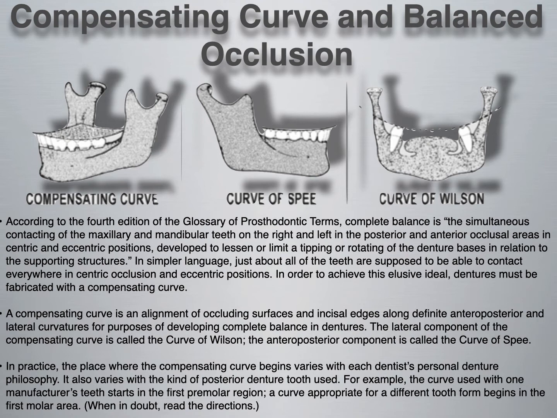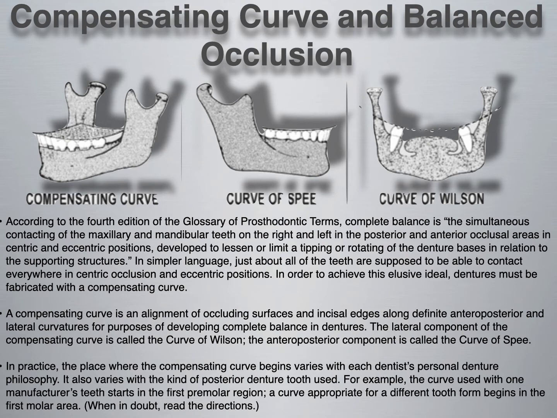According to the 4th edition of the Glossary of Prosthodontic Terms, in reference to curves and balanced occlusion, balance is the simultaneous contacting of the maxillary and mandibular teeth on the right and left in the posterior and anterior occlusal areas in centric and eccentric positions. Eccentric meaning any position out of centric occlusion. So it's developed to lessen or limit a tipping or rotating of the denture bases in relationship to the supporting structures. In simpler language, just about all the teeth are supposed to be able to contact everywhere in centric and non-centric positions. In order to achieve this elusive ideal, dentures must be fabricated with a compensating curve. The compensating curve is necessary in order to achieve a bilaterally balanced occlusion. That's basically what that paragraph is trying to tell you.